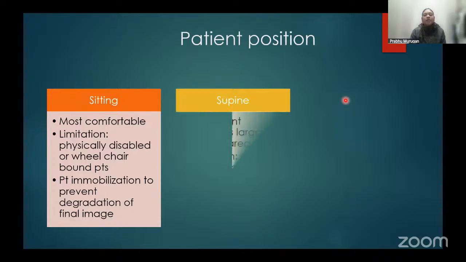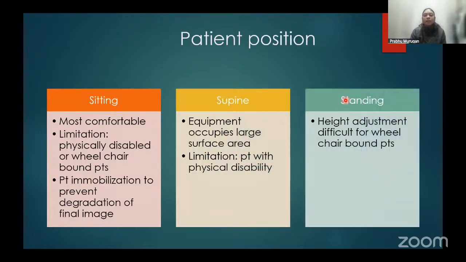Yeah, when it comes to your CBCT, patient can be positioned in three different positions. First is the sitting position, for example if the patient is having any physical disabilities, then you can ask the patient to sit on a chair and then you can expose the patient. And supine position, similar to your CT, and standing position like your OPG. Okay, so sitting position, supine position, standing position, it can be taken in all the three positions.